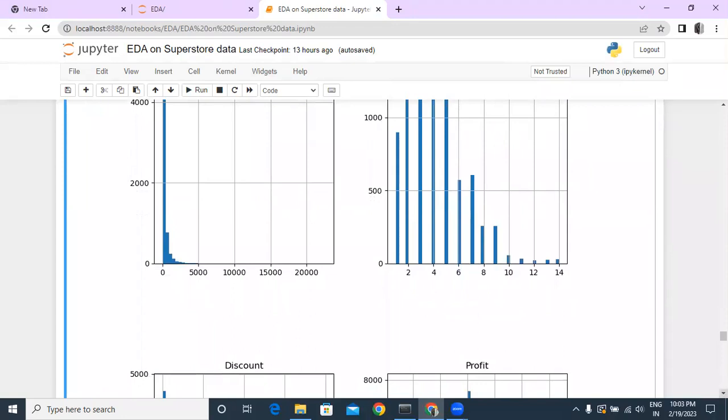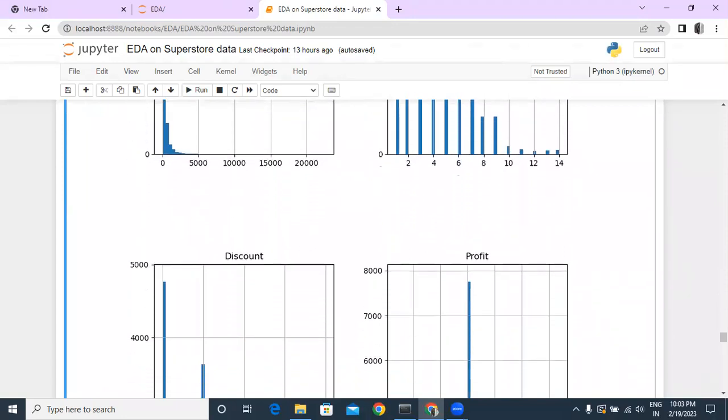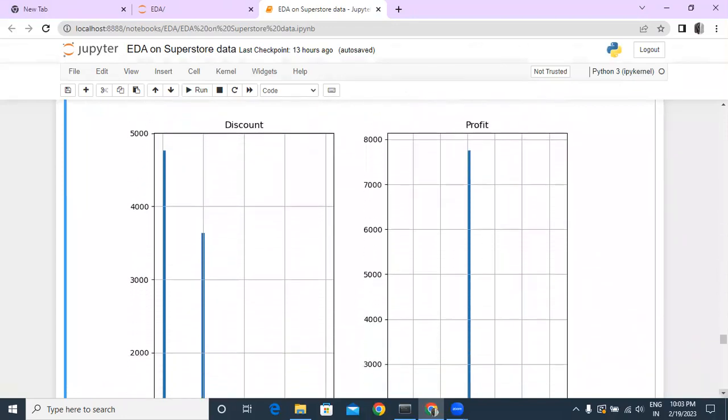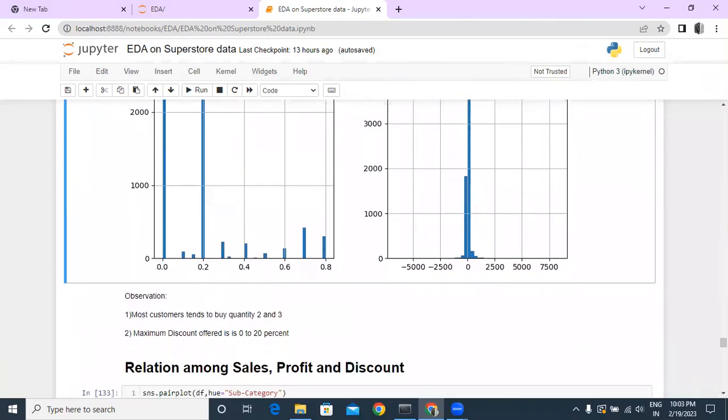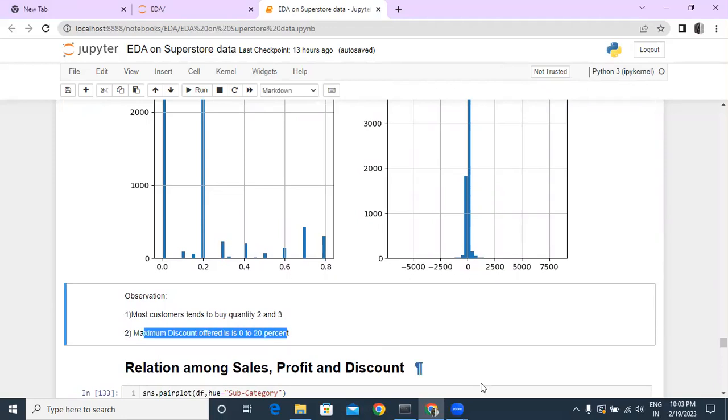Next, we can see over here that the profit is highest when the discount is from 0 to 20%. If the discount offer is 0 to 20%, then we are having the highest profit. So that is the observation for this case.